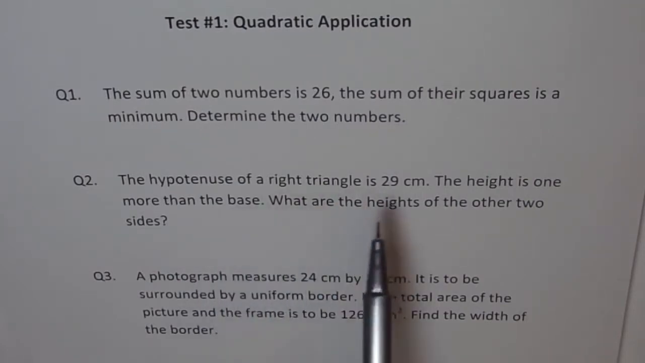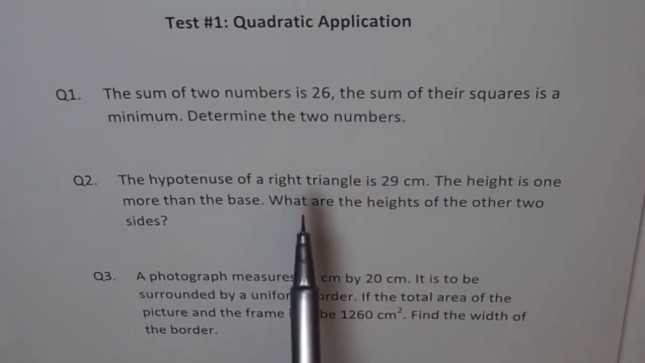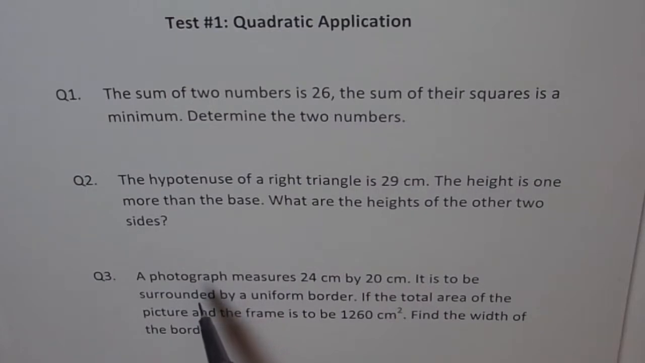We have to prove that is minimum. So from the first equation, x plus y equals 26, you can write y in terms of x and plug that value in the second equation. Then you have a quadratic equation, and then you could do completing the squares and get the answer. Now let's look into the next question.